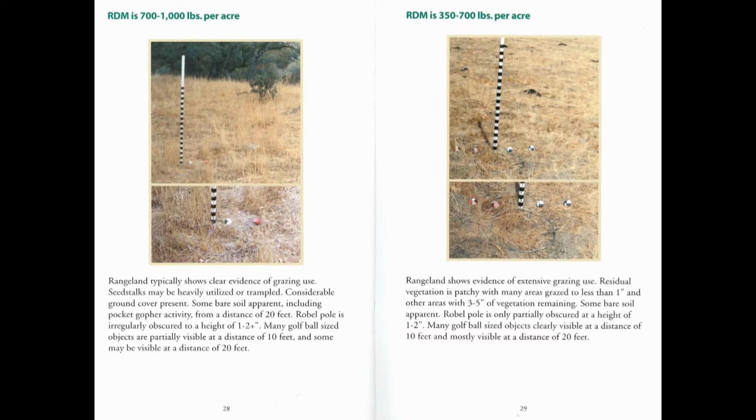Next to that Robel pole, you also see these balls or golf balls, sometimes tennis balls, depending on the person that's conducting the survey. But that's another great visual indicator of what you can see and how much grass is there blocking what you can see. So in these two examples, it's both of residual dry matter of less than 1,000 pounds. And obviously you can see most of both the pole and the balls on the site.